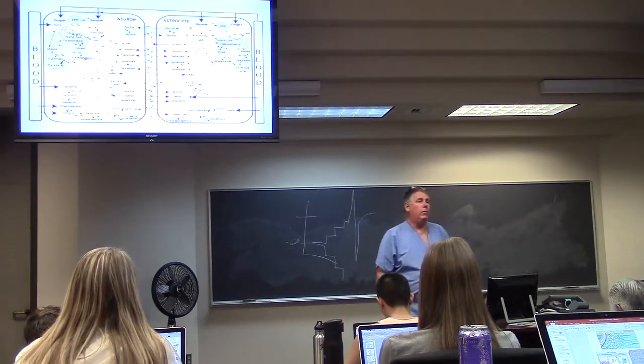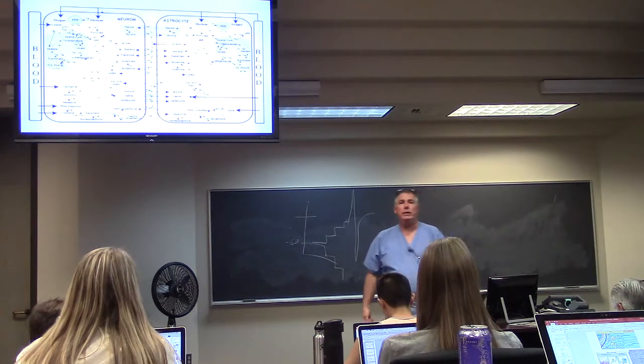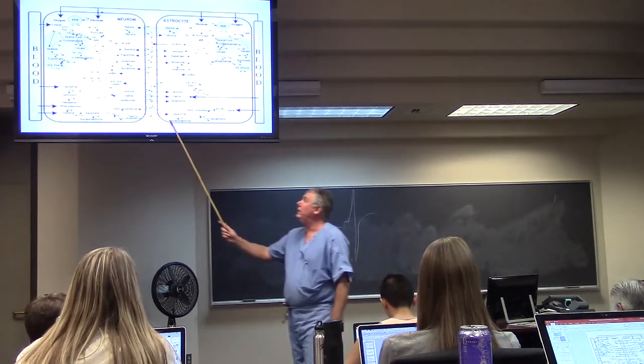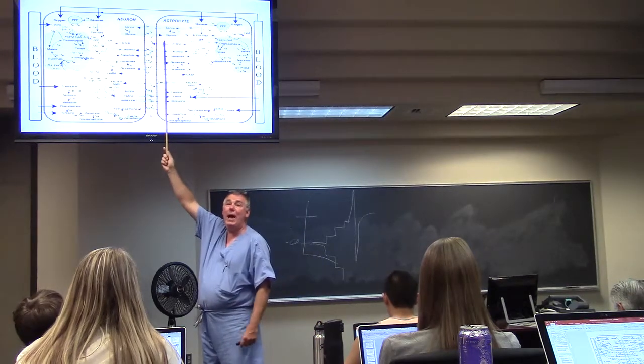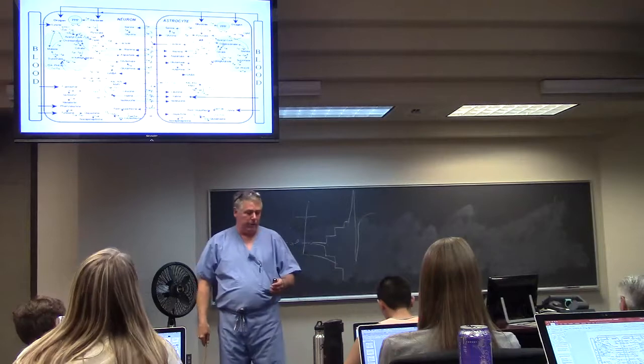Here's a relationship between astrocytes and neurons. You see that most of the exchange of nutrients here is in the order of amino acids. Amino acids for nutrition.